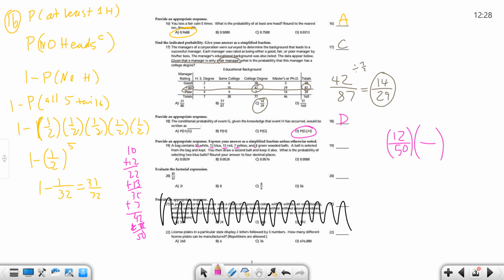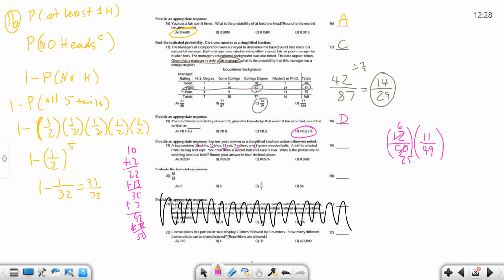And then what about the second one? If I don't replace it, I have how many left? 49. And how many blue are left? 11. So then I have 12 over 50 times 11 over 49. And then I say, okay, can anything divide out? Well, obviously 2 goes into both of these, 6 and 25.